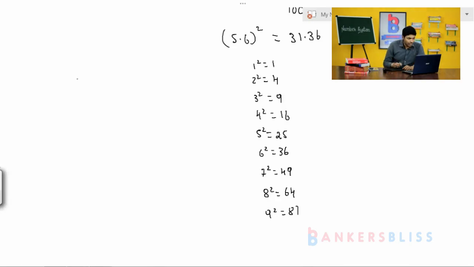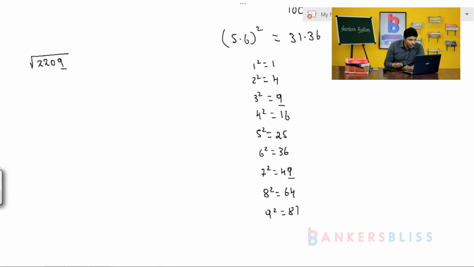Let me take one number, the square root of 2209. What is the unit digit here? 9 is the unit digit. So, 9 means it should come with 3 or with 7. See, this table has to be in your mind, like a blueprint. So, 3 square is 9, 7 square is 49.